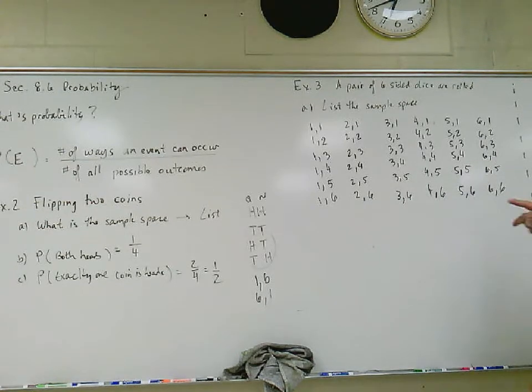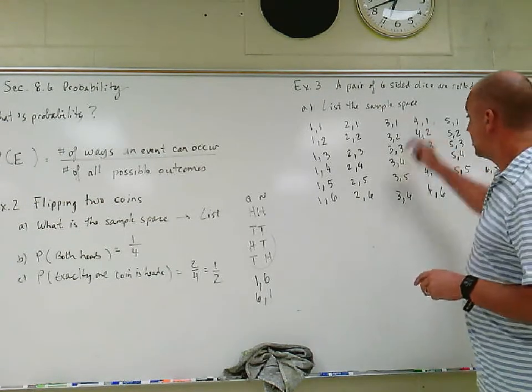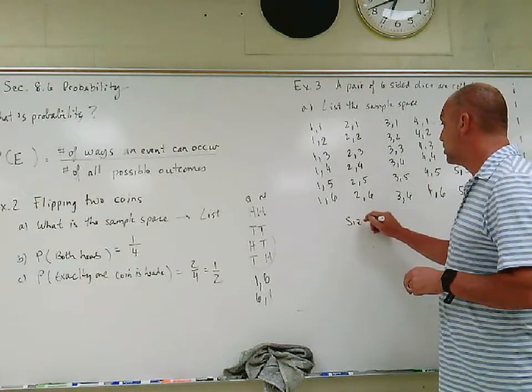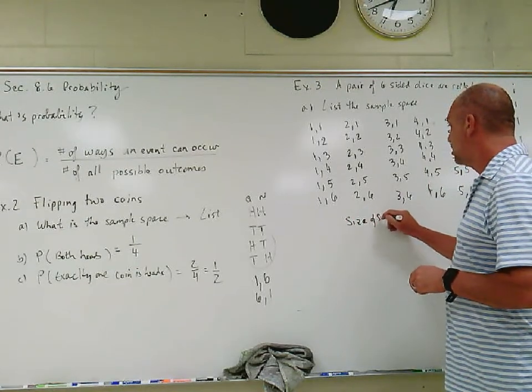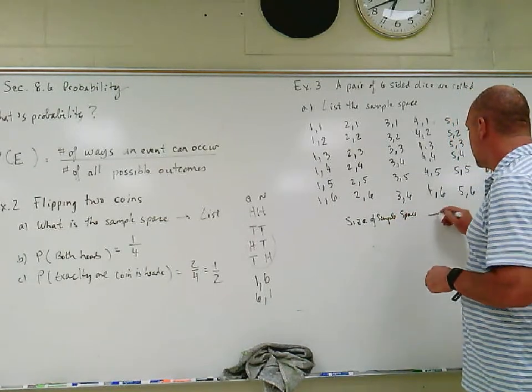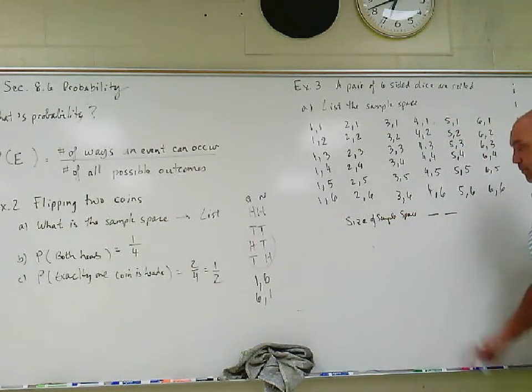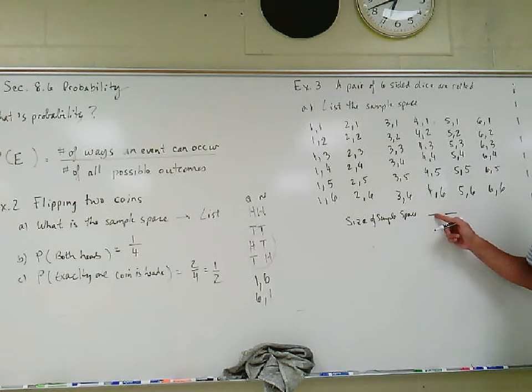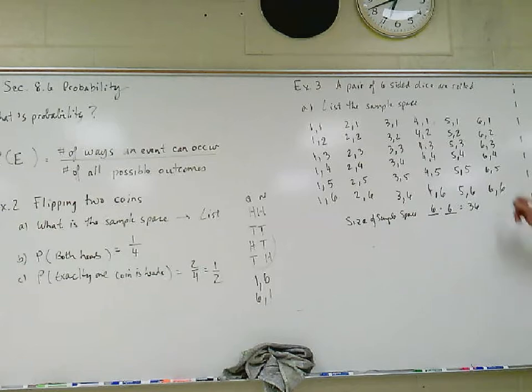I could have used the fundamental counting principle to get the size of the sample space, because now we go back to the last lesson, right? You've got a die and a die. How many possibilities for the first die? 6. Times how many possibilities for the second die? 6. 36 is the sample space. So notice the double sixes, which you love in backgammon, only a 1 out of 36 to get it. Snake eyes, 1 out of 36.